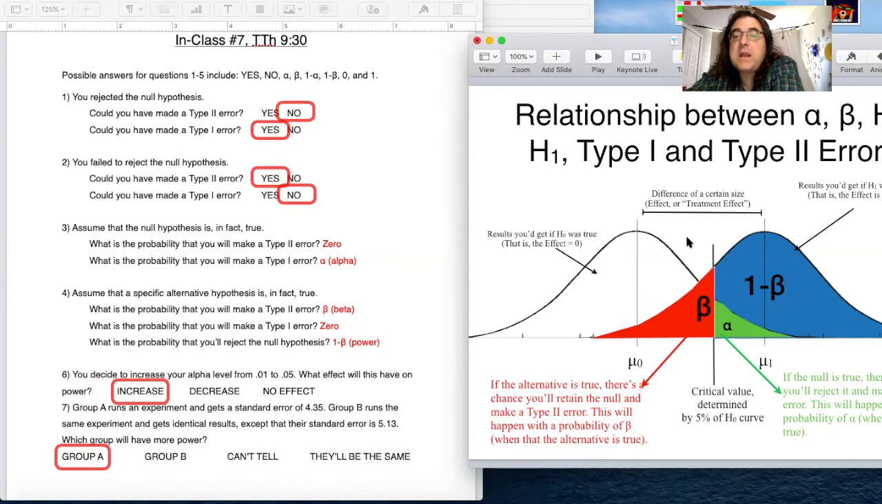The smaller standard error would mean that the same distance between these two peaks would now create greater separation between them if the error was smaller. All the null results would stick closely to mu sub null, and all the alternative results would stick closer to mu sub 1, which means that a greater proportion of this curve would end up falling on this side of the critical value.